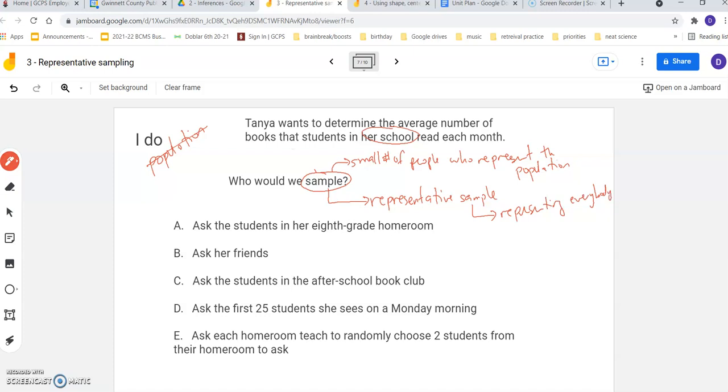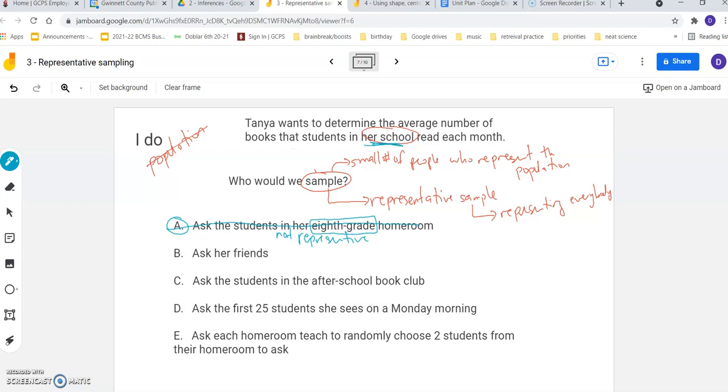So what if we took A? What if she just asked the 25 kids in her homeroom? Is it likely that the students in her homeroom represent the entire school? They would not. All of the kids in her homeroom are all in 8th grade. Her school probably, like ours, has 6th and 7th and 8th graders. So if you only ask 8th graders in your sample how many books they read, you're not representing the whole school very well. So this is a sample, but it is not a representative sample. A representative sample has to be a good representation of the entire population, and this is not.